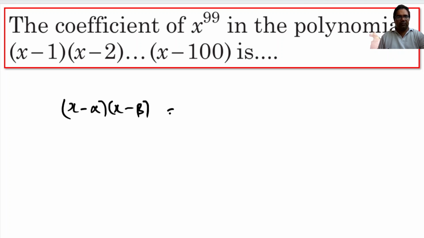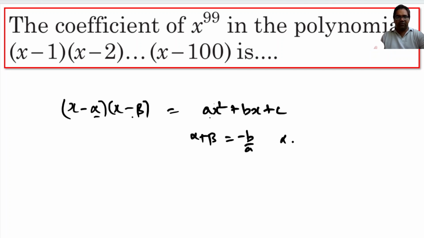The polynomial will be of degree 2. For example, ax square plus bx plus c. This polynomial, which is of degree 2, will have two roots, let's say alpha and beta. When we have a 2-degree polynomial, what is the sum of the roots? Alpha plus beta is minus b by a. And what is the product of the roots? Alpha beta is c by a. Very basic thing that we know.